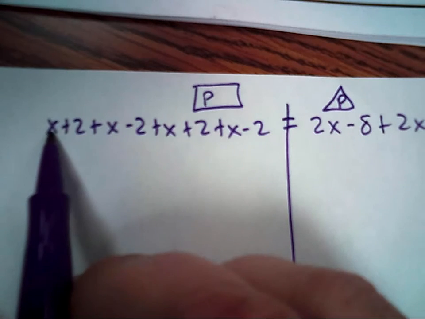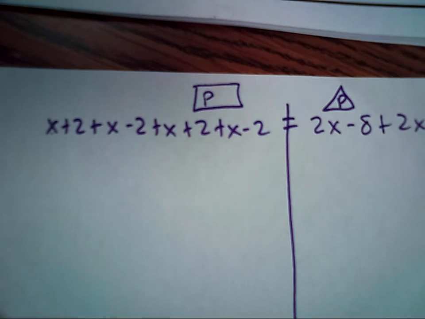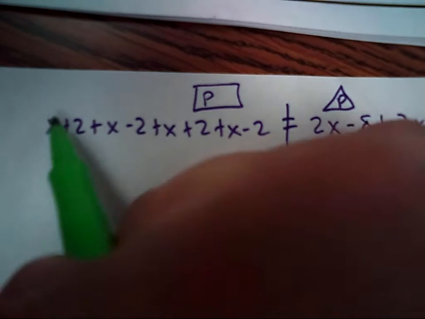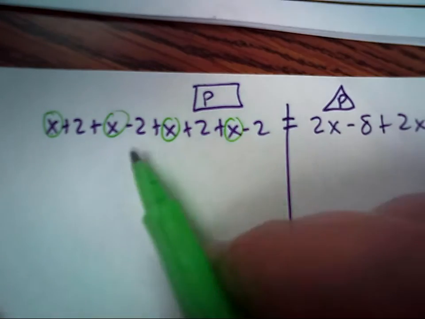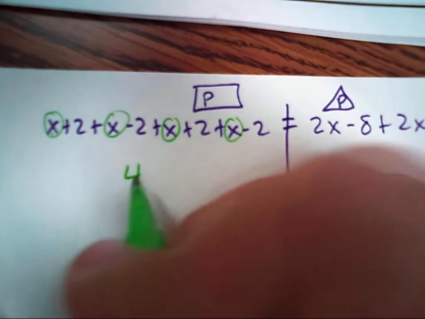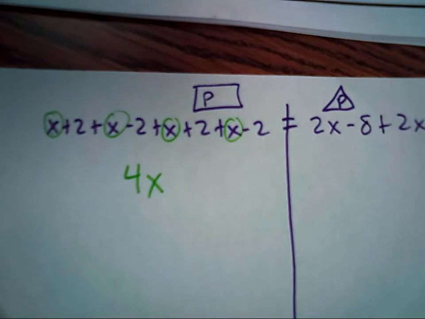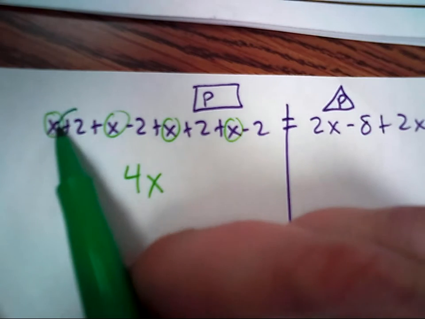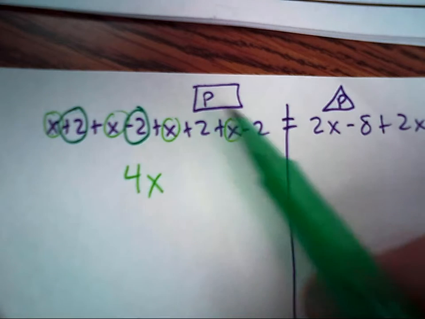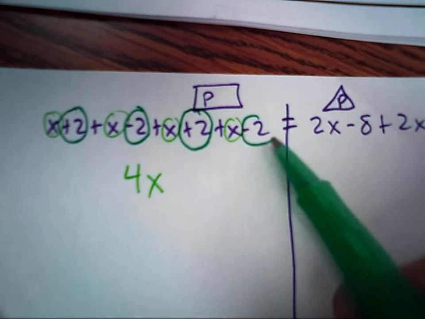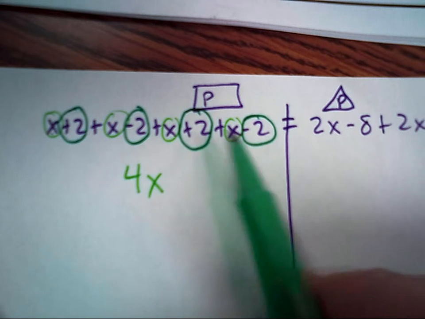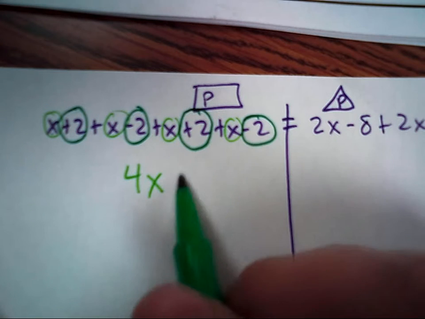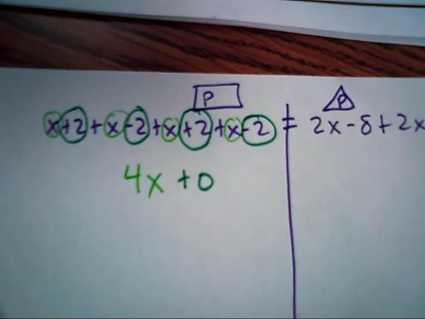So we have 1, 2, 3, 4 x's. I'm just going to go ahead and circle those in a different color to make it a little easier. So x, x, x, and x. And they all have a positive in front of them. So I have 4 positive x's. Now, for my numbers, I have a positive 2, a negative 2, a positive 2, a negative 2. Well, 2 minus 2 is 0, plus 2 is 2, minus 2 is 0. So I can just go ahead and put plus 0, where I don't have to write anything.